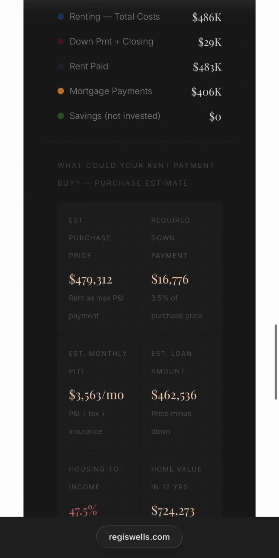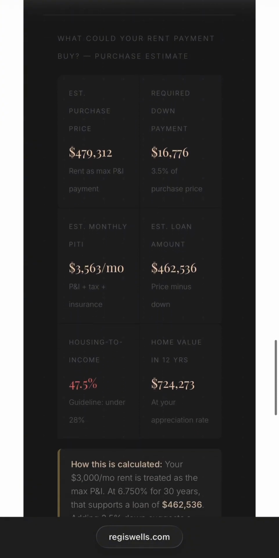The final section is the rent to purchase estimate. This is a tool within the tool. It takes your current monthly rent and works backwards to estimate what home price that payment could support as a mortgage, using the rate and down payment you've already entered. It shows you the estimated purchase price your rent could carry, the required down payment in dollars, the estimated loan amount, and the full monthly PITI. That's principal, interest, taxes, and insurance combined. It also shows you the housing to income ratio based on the gross monthly income you entered in step 1. The ratio itself turns green if you're under the recommended 28% threshold and red if you're over it. This is a fast, honest gut check on affordability before you ever sit down with a lender.